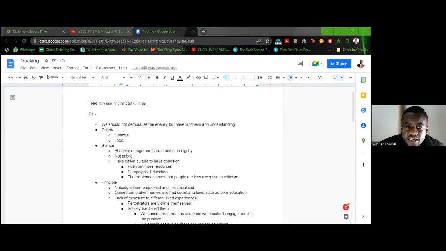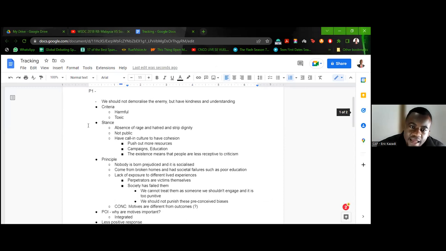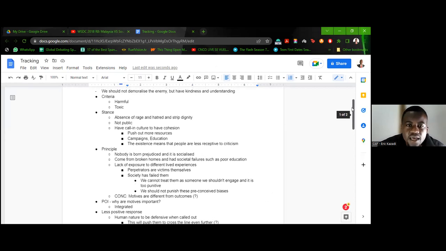Okay, so I personally, when typing online, do one speech per page. So this is how I've done the notes. I make a note of what is the introduction of the speaker. That usually is how they want to frame the round or what they view as important in the round.